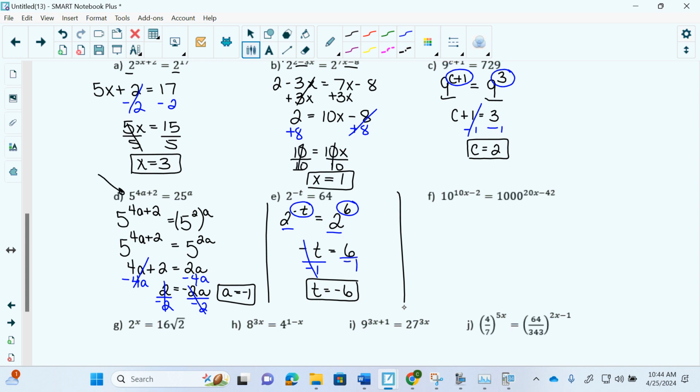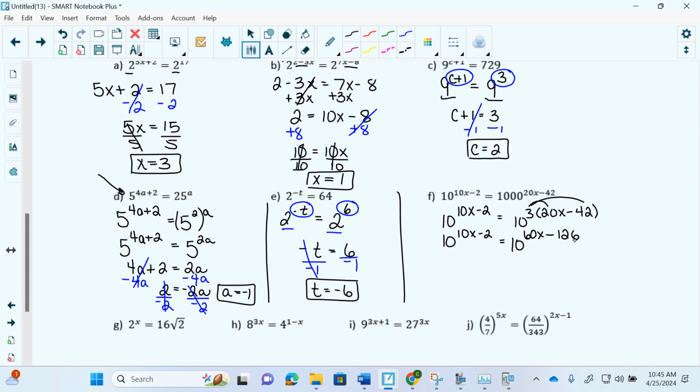Okay, we're looking at 10 and 1,000. What base can I make them both be? 10. So this is 10 to the 10x minus 2, and then this one is 10 to the 3. And I make sure I put this exponent in brackets because it's a binomial, so that I remember to distribute the 3 through. So let's distribute it through. We get 10 to the 10x minus 2 equals 10 to the 60x minus 126. We agree? Yeah?